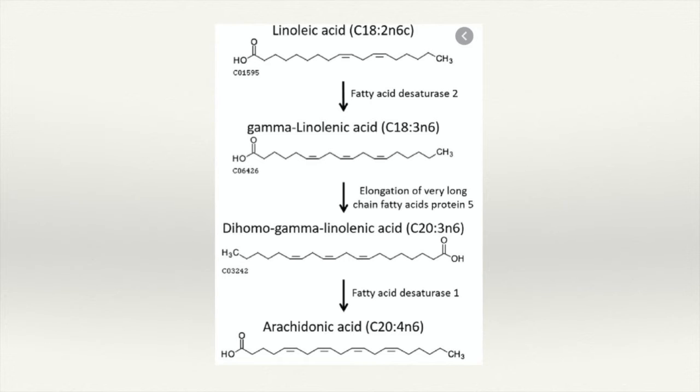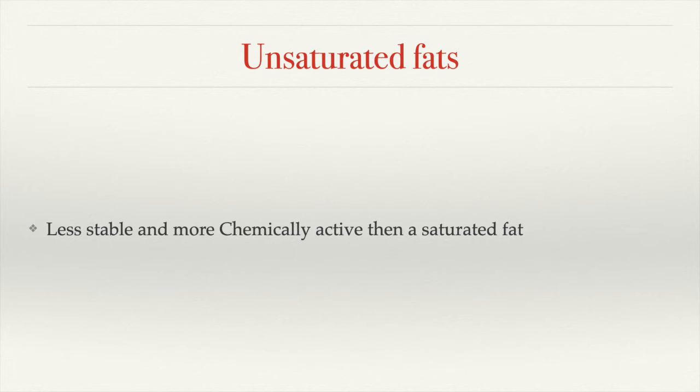Omega-6 fatty acid is what is called unsaturated, meaning that some of the hydrogens that are on a saturated fat are not there. They are replaced by having double bonds in the structure. We are at this point going through some of the basic chemistry of fats, so we can discuss it later and have some understanding of what we're discussing. Unsaturated fats are less stable and more chemically active than a saturated fat.